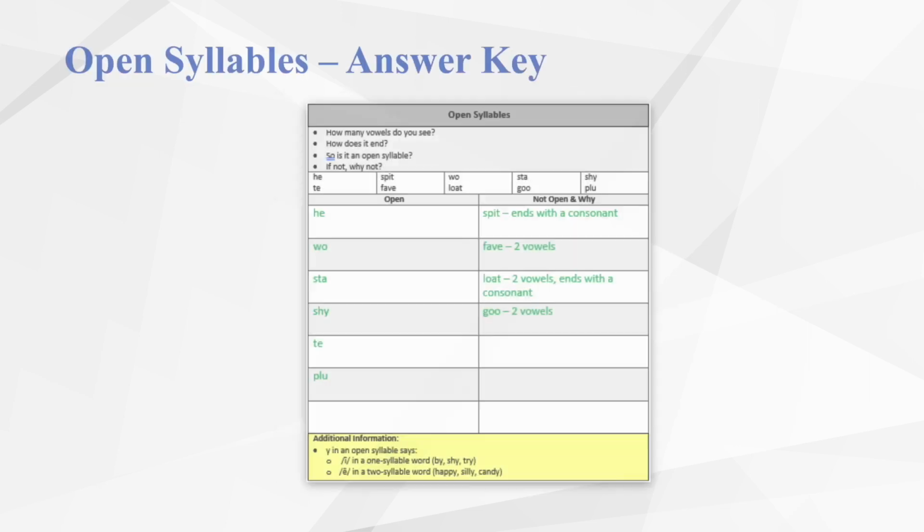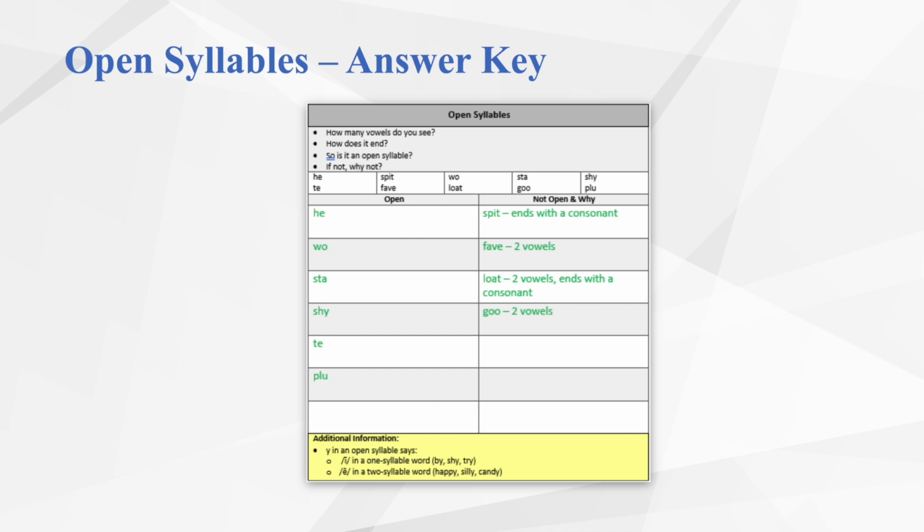Looking at our completed sheet under the column Open, we see that the following syllables are words: H-E, W-O, S-T-A, S-H-Y, T-E, P-L-U. Let's read the ones that we know we sorted into open. He, woe, stay, shy, tea, plu.